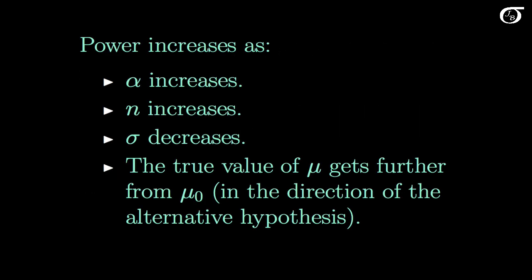Let's look at an overall summary before we look at each one of these individually in greater detail. Holding all other factors constant, power will increase as the significance level alpha increases, as the sample size n increases, as the population standard deviation sigma decreases, and as the true value of mu gets further from the hypothesized value mu naught, as long as it is in the direction of the alternative hypothesis. For two-sided alternative hypotheses, we wouldn't need the part in brackets.